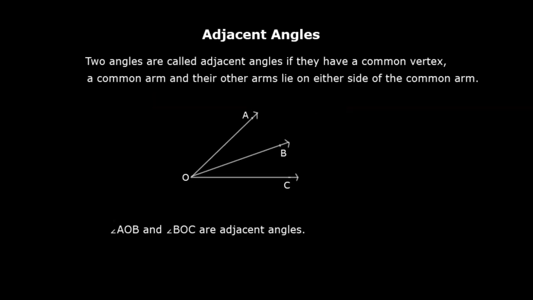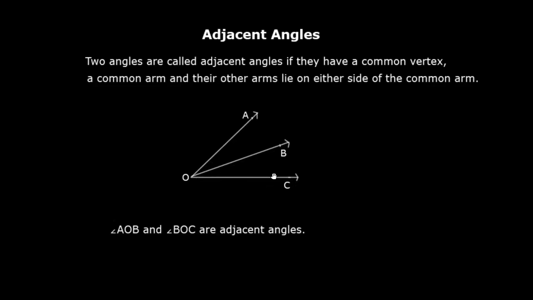Hello and welcome. This lecture is based on linear pair of angles. First of all, adjacent angles. Two angles are called adjacent angles if they have a common vertex, a common arm, and their other arms lie on either side of the common arm. Like here, angle AOB and angle BOC.